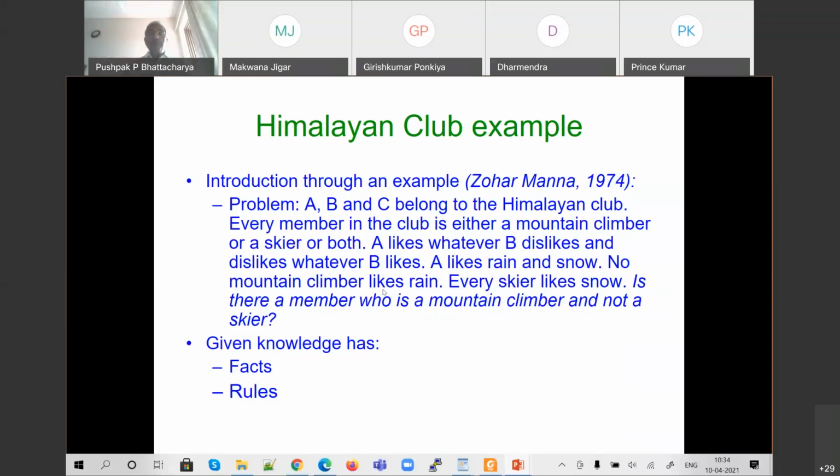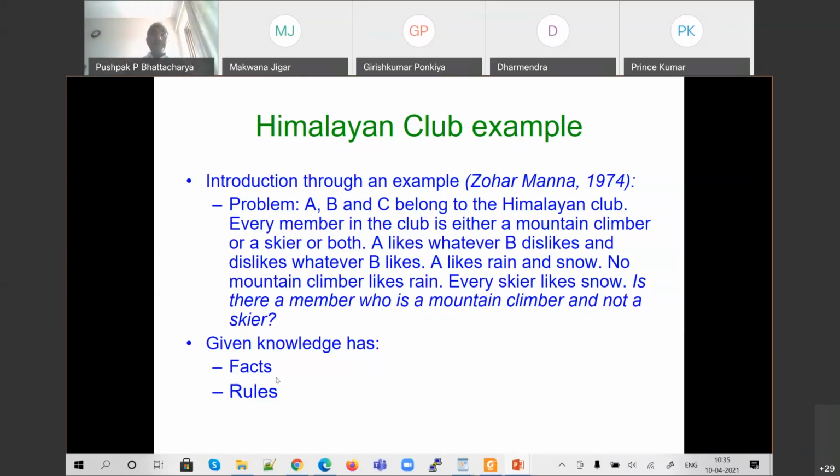No mountain climber likes rain. There is no if-then here, but there is a rule: if X is a mountain climber, then X does not like rain. Every member in the club is either a mountain climber or a skier or both. So for all x, member x implies mountain climber x or skier x. This is also a rule.